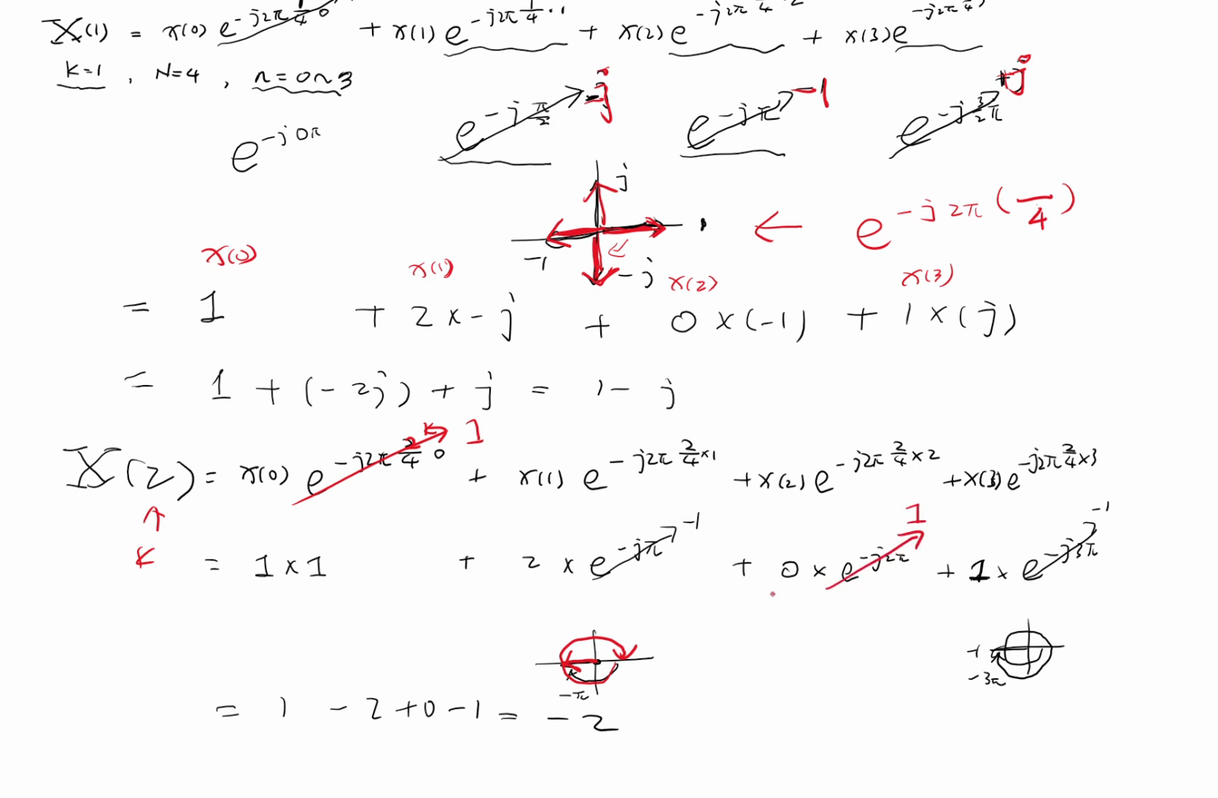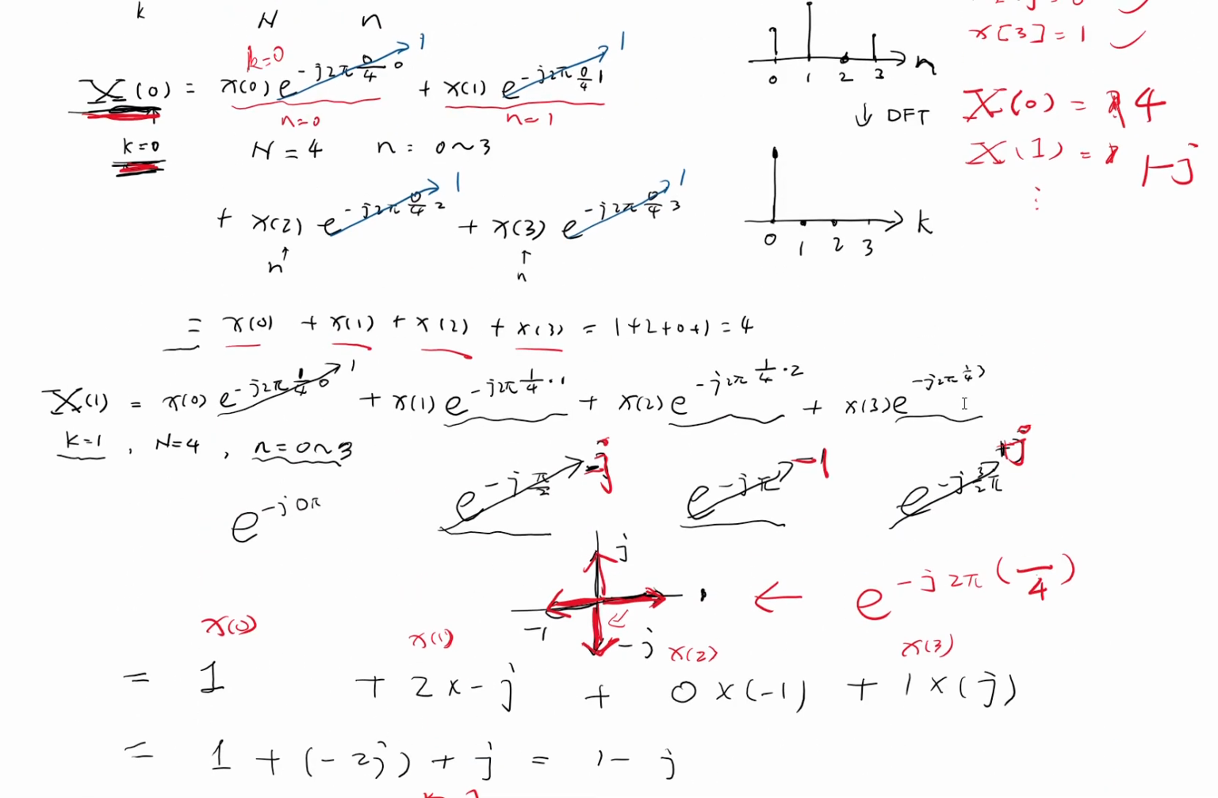Okay, but it doesn't matter because it's multiplied with a 0, right? And this one is go around the clock. Okay, so this is negative 1 again. So it's 1 minus a 2 plus a 0 and minus a 1 here, equal to negative 2. Okay, so the second bit is negative 2.